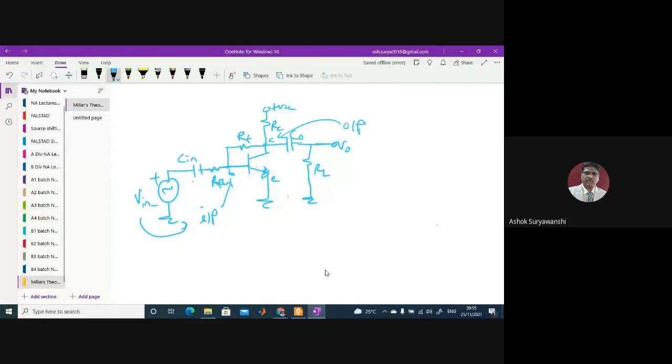So if this is the circuit, then how can you simplify this feedback resistance which is between base and collector? Because now here the base is input, this is the input side, and the emitter is common.